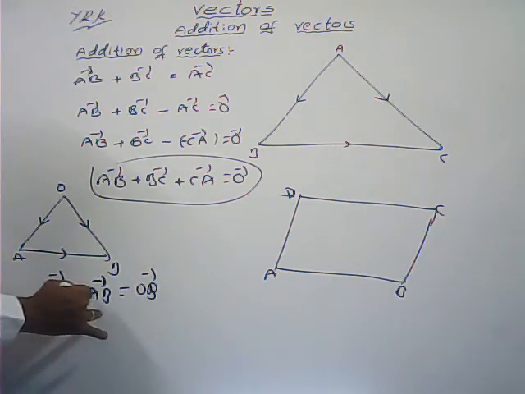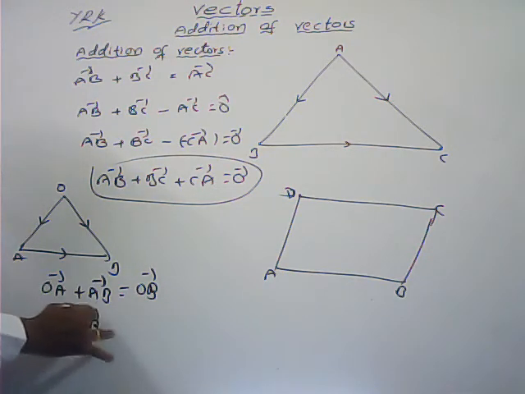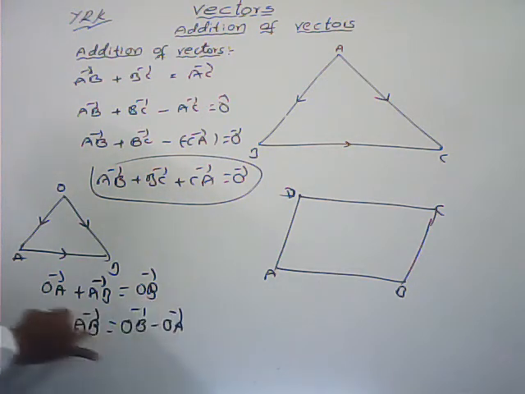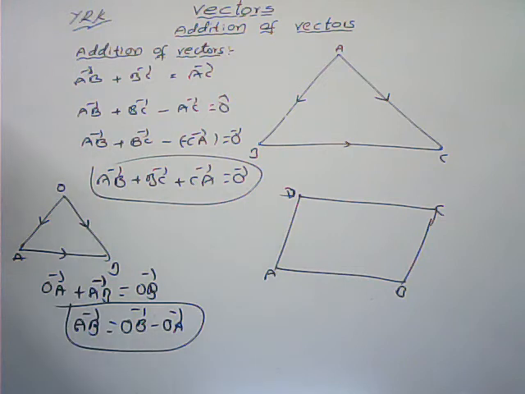So if I make AB bar the subject, AB bar is equal to OB bar minus OA bar. While solving problems, this is very helpful also. If any vector AB bar is given, with initial point A and terminal point B, how do we express it in terms of their position vectors? OB bar minus OA bar we can write.